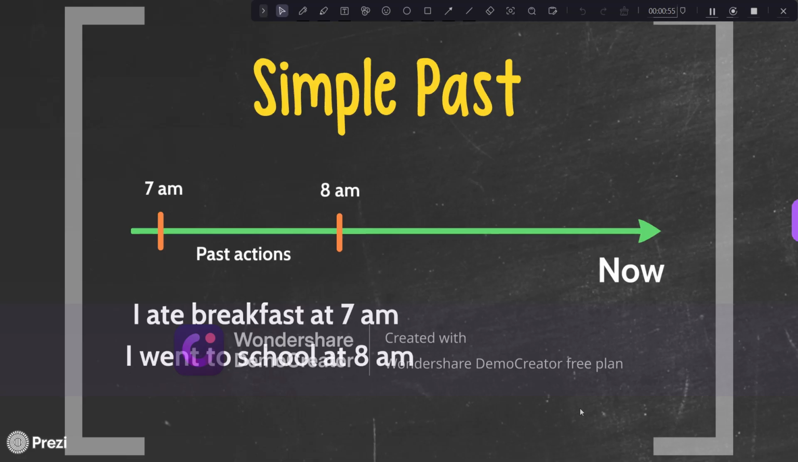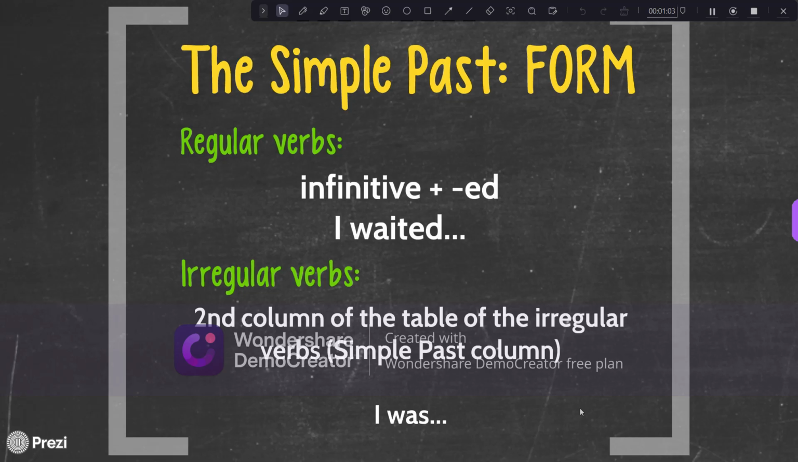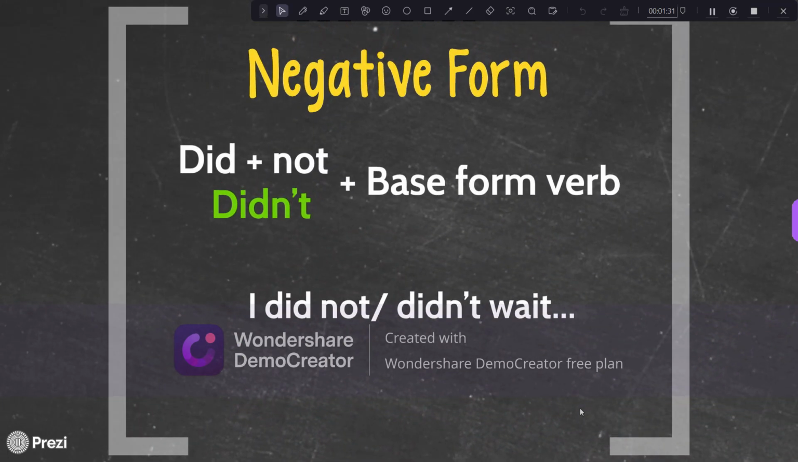Let's say I ate breakfast at 7 a.m. I went to school at 8 a.m. Now let's move to the past simple form. For regular verbs, we use infinitive plus ed. For example, I waited. For irregular verbs, we need the second column of the table of irregular verbs, the simple past column. I was.